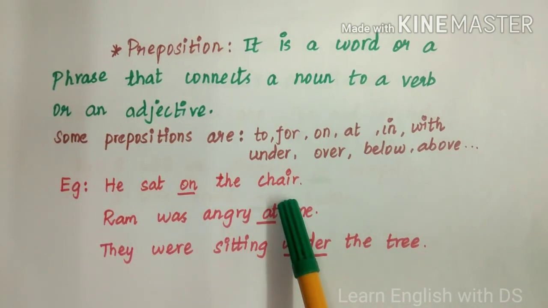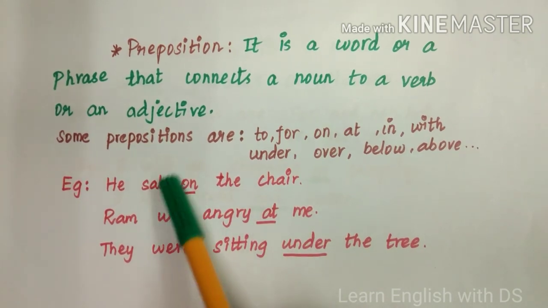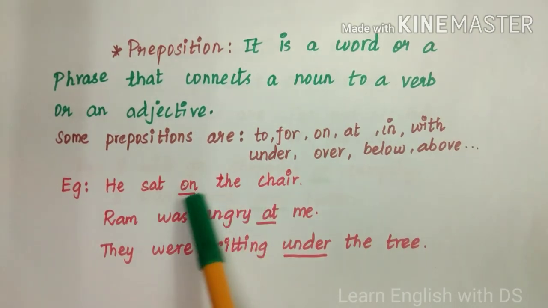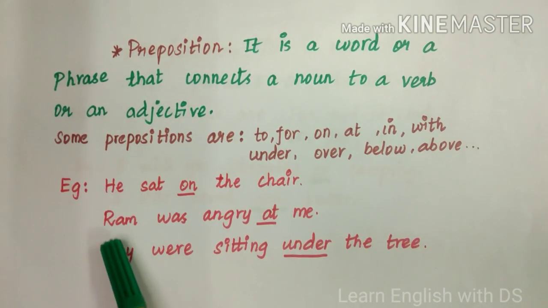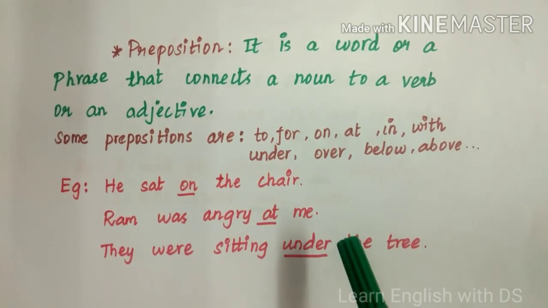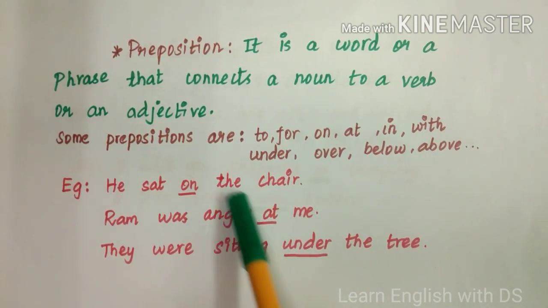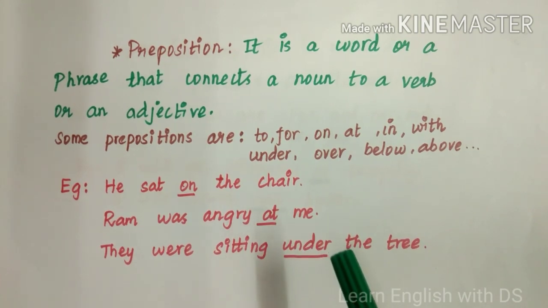He sat on the chair. In this sentence, on is the word used to connect the verb with the noun. So on is a preposition. Ram was angry at me. In this sentence, at is the word used to connect the pronoun with an adjective. So at is a preposition.